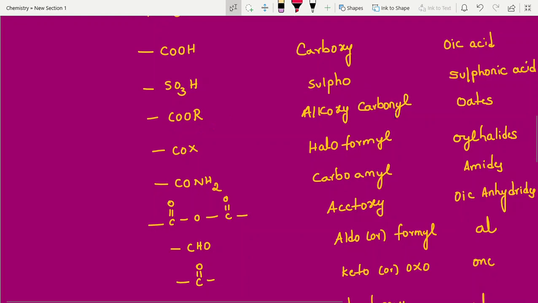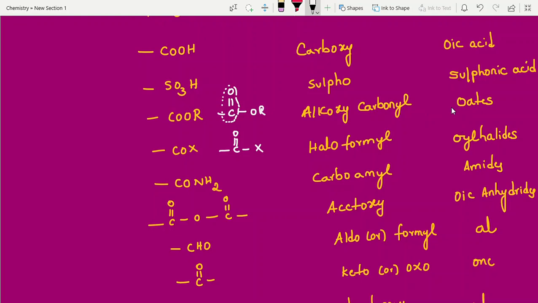COOR: alkoxycarbonyl. Here R is nothing but alkoxy, as explained in the previous video. This is the carbonyl group, C double bond O group. You can write the expanded form if you need. See how to write the expanded form: C double bond OR. This group we call the carbonyl group. That's why alkoxy plus carbonyl is alkoxycarbonyl.